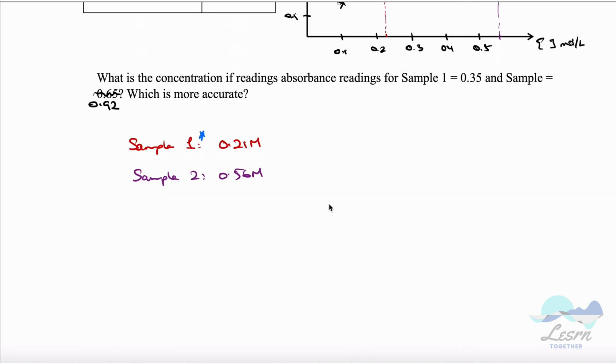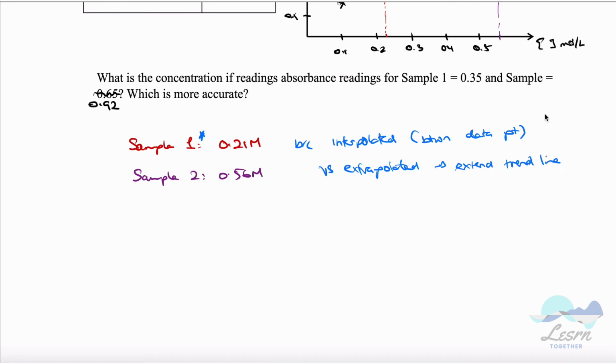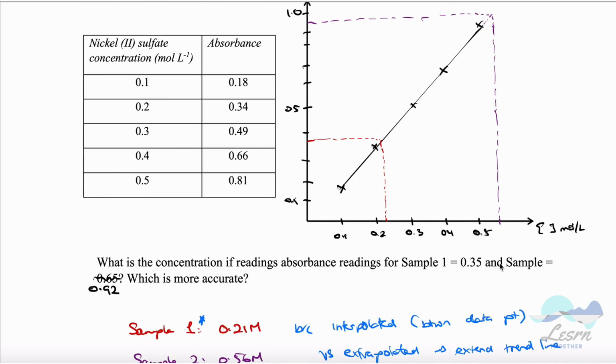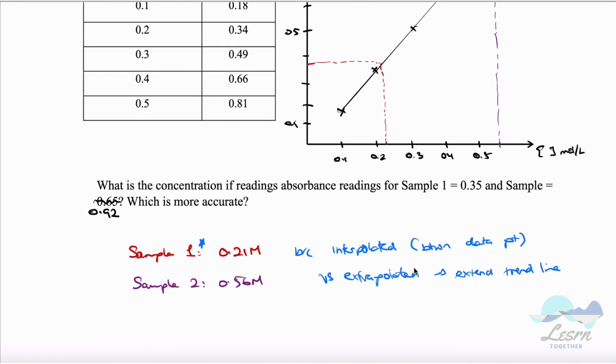So therefore, sample 1's better because it's interpolated data, i.e. between data points, versus sample 2, which was extrapolated. What that means is we had to extend the trend line, or our line of best fit, and therefore make a prediction off that, okay? So we had to extend our trend line, which is not as accurate. So interpolated data is always better.